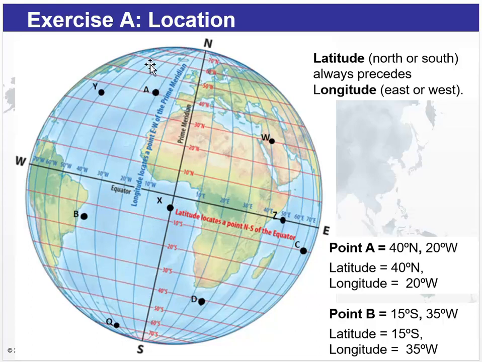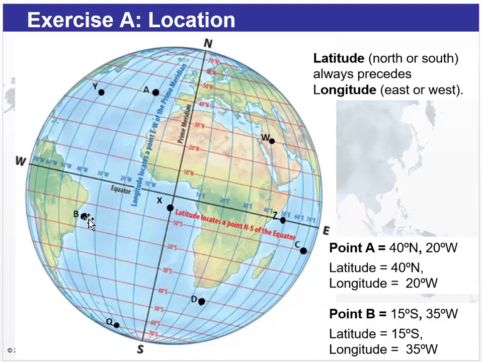So A is going to be on this left side. That is going to be our west side. So we now have to move west. So that is going to be 10, 20 degrees west. So we know that point A is sitting at 40 degrees north and 20 degrees west. And sure enough, you can see that over here. Same thing, if we're looking to identify point B, let's go ahead and start there.